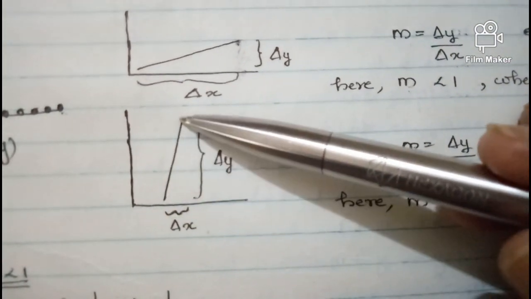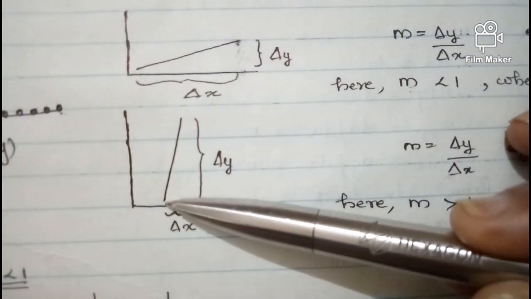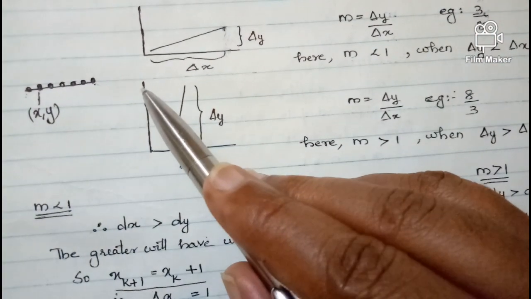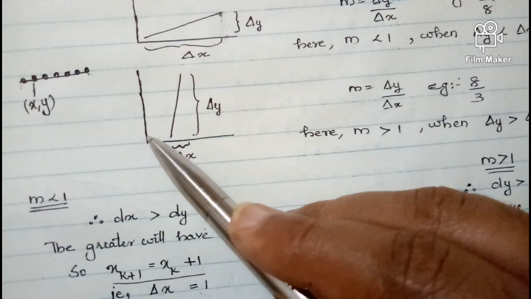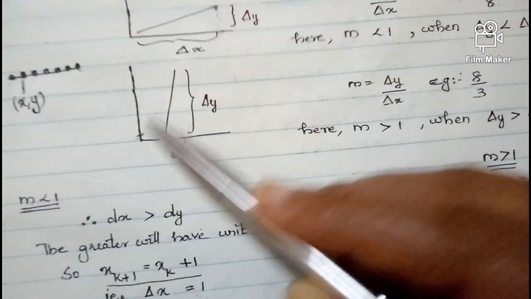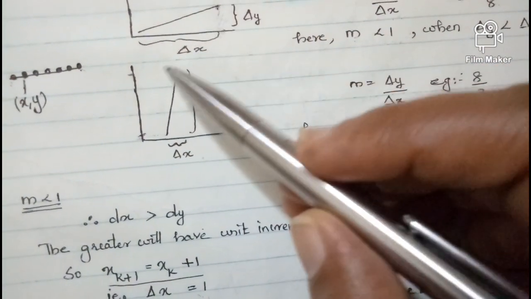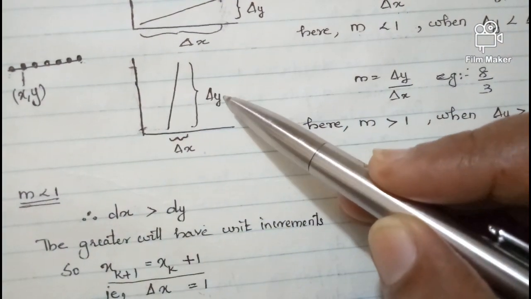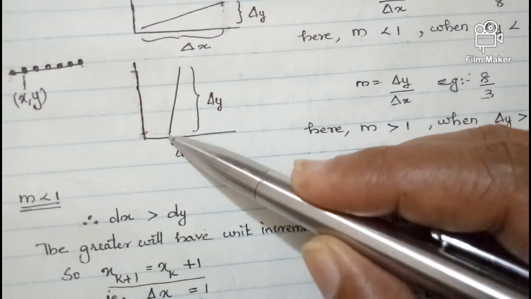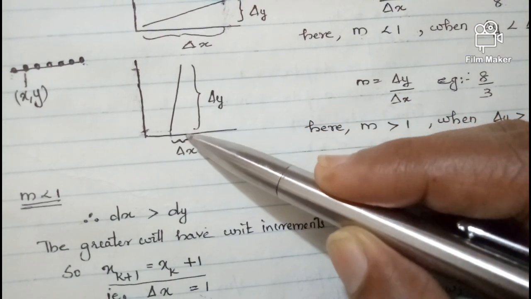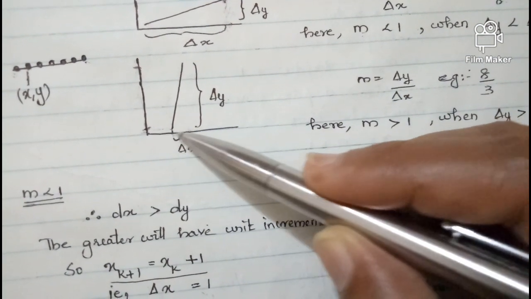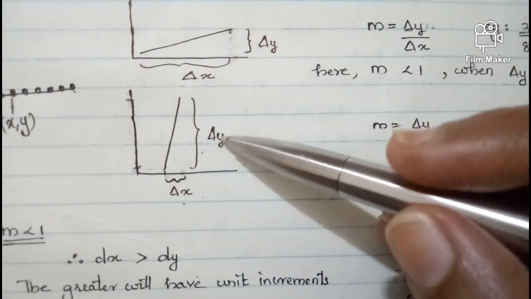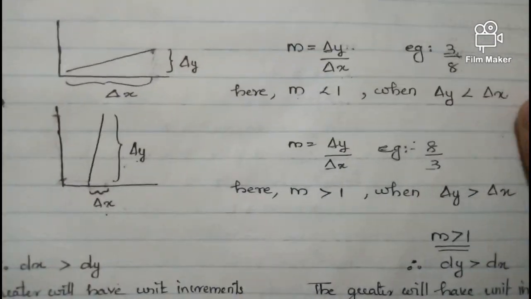If this is the line, then this is x1, y1 and this is x2, y2. Then this is the y value at this point and this is the y value at this point. So the distance between two y values can be treated as delta y. Similarly, this is x1 and this is x2. So the distance between two x values is represented by delta x. When we observe this line, it is clearly understood that delta y is greater than delta x.